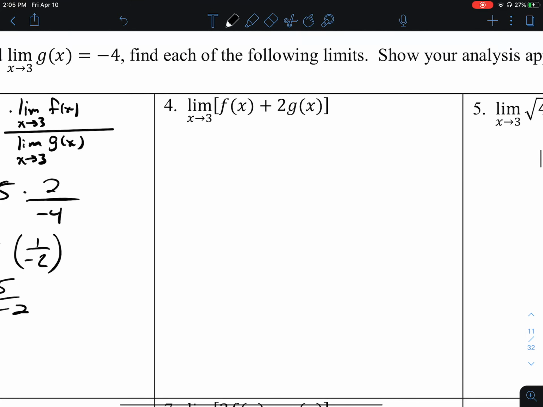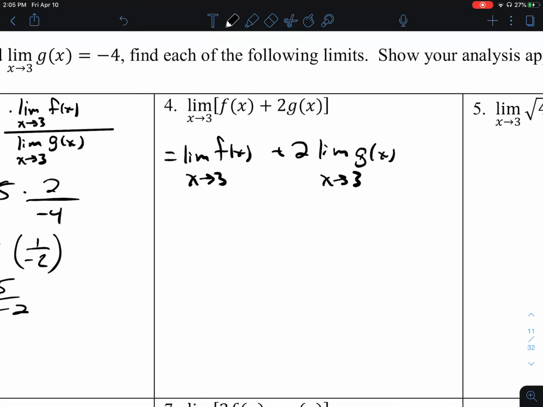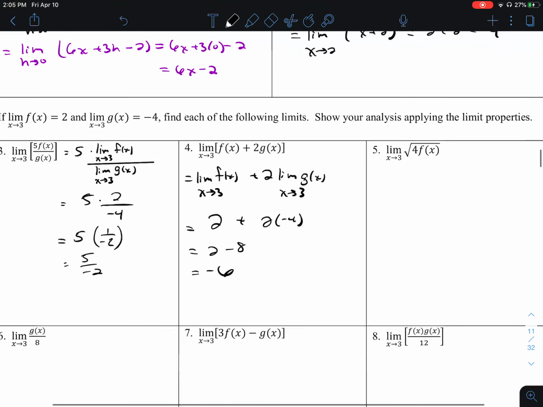Number 4, we could rewrite this as the limit of f of x as x approaches 3 plus 2 times the limit of g of x as x approaches 3. According to the instructions, f of x approaches 2 as x approaches 3, and g of x approaches -4. That makes this -6.